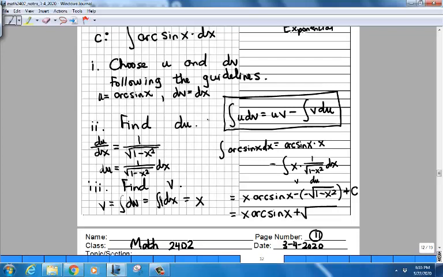That turns out to be the antiderivative of arc sine of x. Who would have guessed that? I wouldn't. Okay, so the antiderivative of arc sine of x is x times the arc sine of x plus the square root of 1 minus x squared plus a constant. And we got that from using integration by parts. Okay, that's nice.